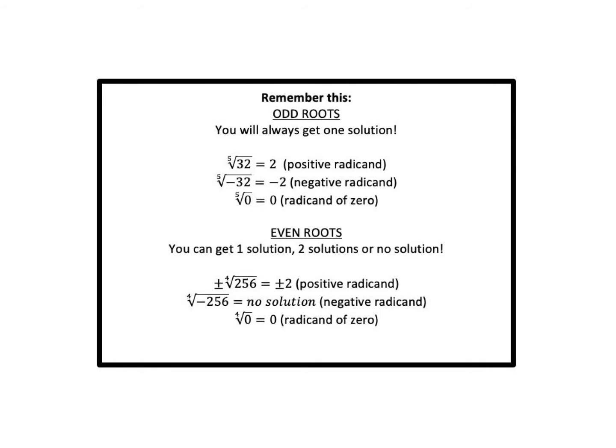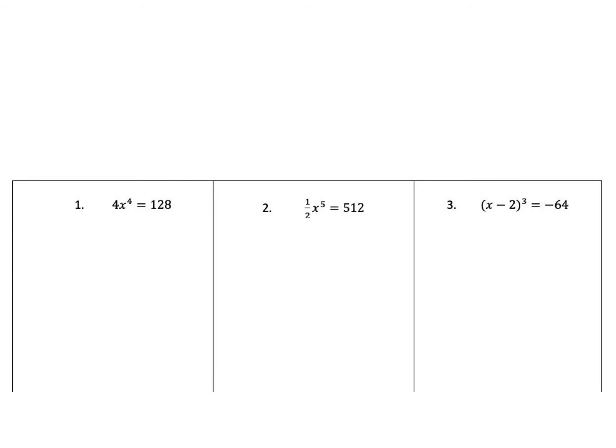You can take the even root of a positive value, you're going to get two answers. But if you're taking the even root of a negative, there's not going to be a real solution. And if you're taking the even root of 0, well, there's just going to be one answer. So this is really the one that causes some trouble. Odd roots, easy to watch out for. There's only going to be one answer. So let's illustrate it with these three examples from your notes.